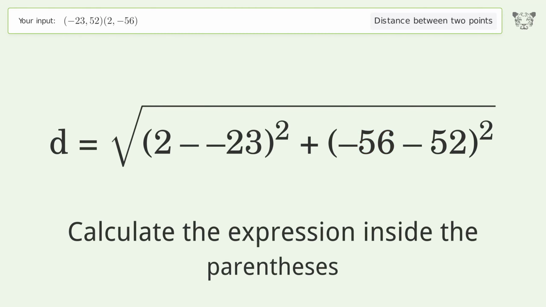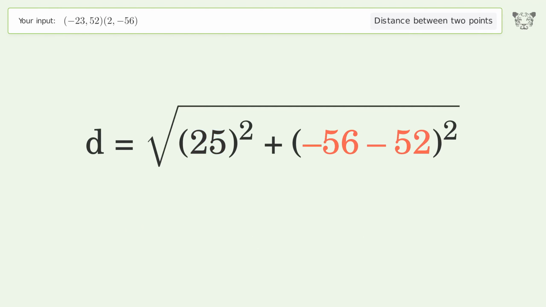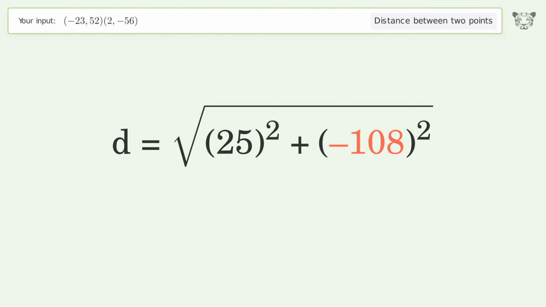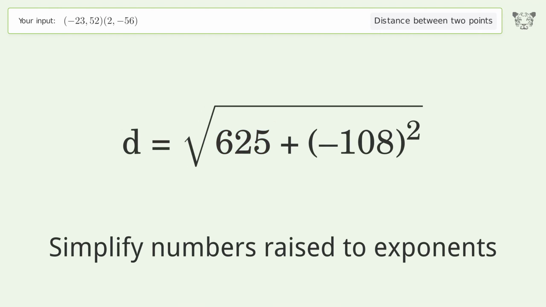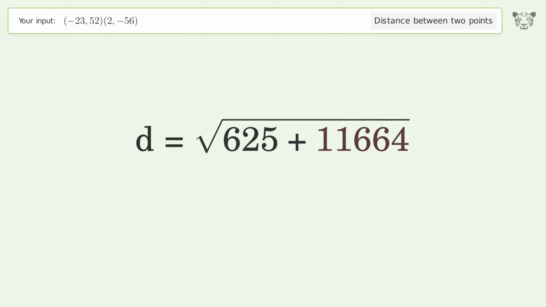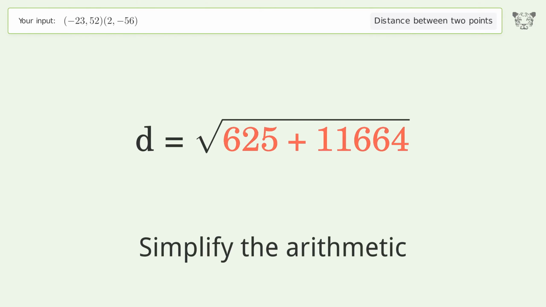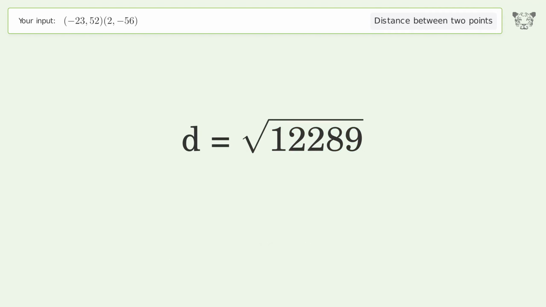Calculate the expression inside the parentheses. Simplify numbers raised to exponents. Simplify the arithmetic. And so the distance between the 2 points is the square root of 12,289 or 110.856.